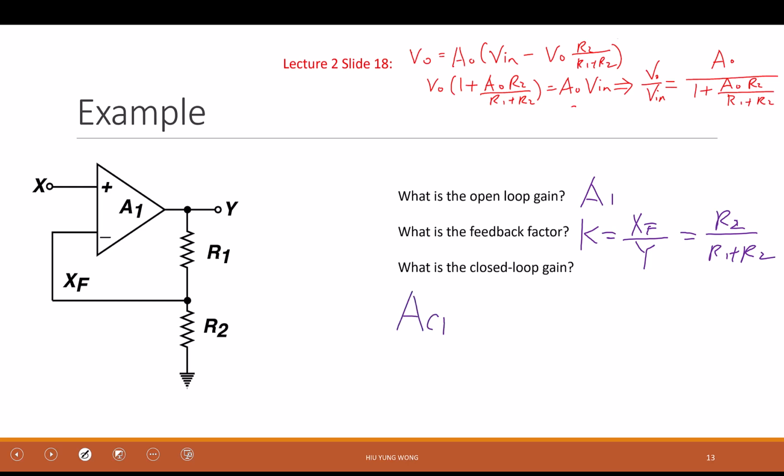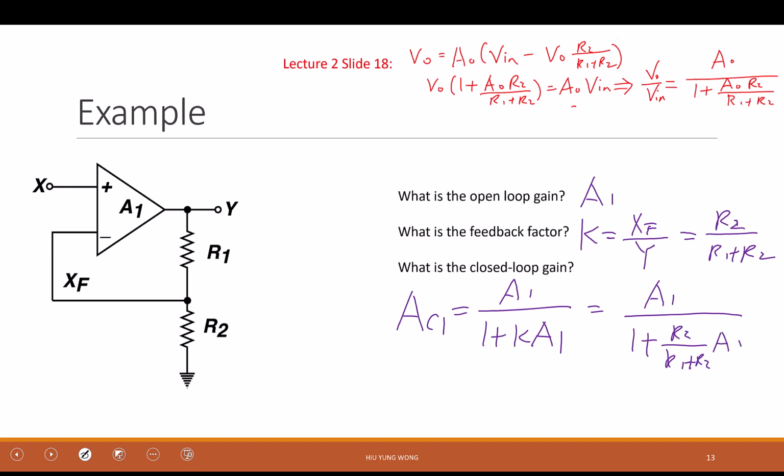Then what is the closed loop gain? Maybe you forgot the equation. Let me write it again. This is the equation we just derived, which is equal to A1 divided by 1 plus R2 divided by R1 plus R2 times A1. Can you compare these two? They are the same, right?